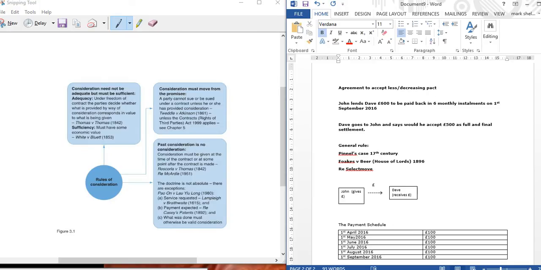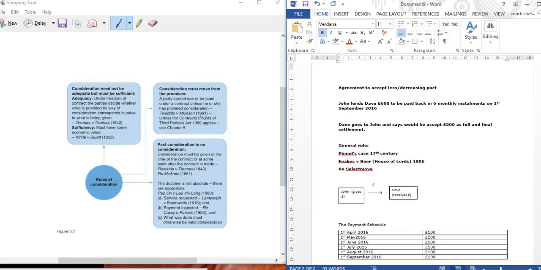confirmed in Foakes and Beer, and very interestingly, this case of Re Selectmove was an attempt to apply the practical benefit test in Williams and Roffey. Remember, we talked about practical benefit is factual benefit, very low threshold, and it was shot down. The argument was shot down. In Re Selectmove, the judges actually concede that yes, perhaps practical benefit should be allowed, but being bound by precedent, they say that the practical benefit test cannot be used in agreements to accept less. It's very important to remember that for this moot.